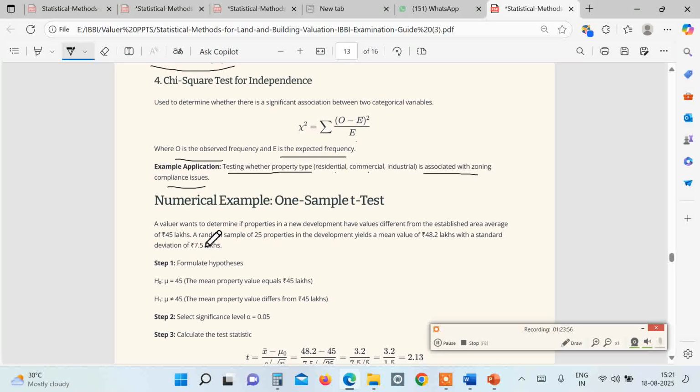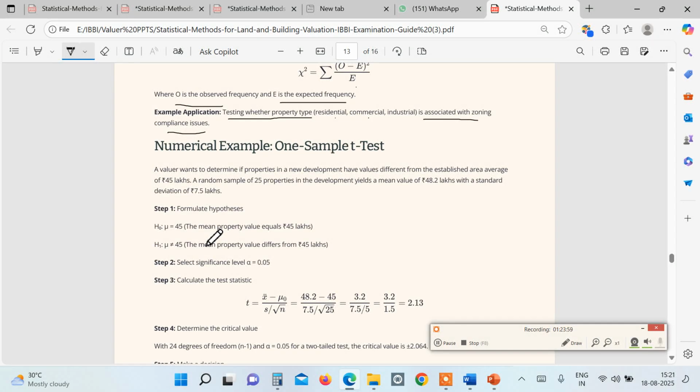So we will be taking some examples that will make things clear about these tests. First, we will take an example of a one sample test. A valuer wants to determine if the properties in a new development have values different from the established area average of 45 lakh. A random sample of 25 properties in the development yields a mean value of 48.2 lakhs and a standard deviation of 7.5 lakh.